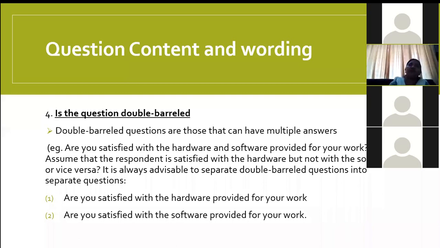Then, is the question double barrel? Double barrel questions are those which can have multiple answers. You have to avoid questions which can have multiple answers. For example, I have given an example.